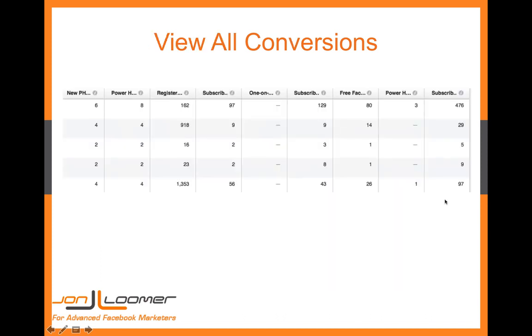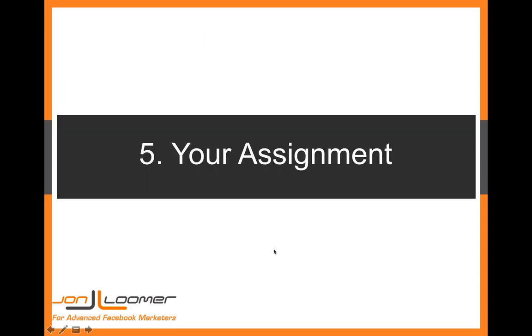So here's an example of what that might look like after selecting multiple standard events or custom conversions. You get individual columns for each of those conversions or products. Okay. All right. Goodness. Hold on one second.